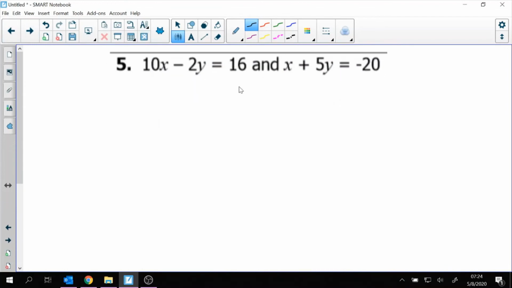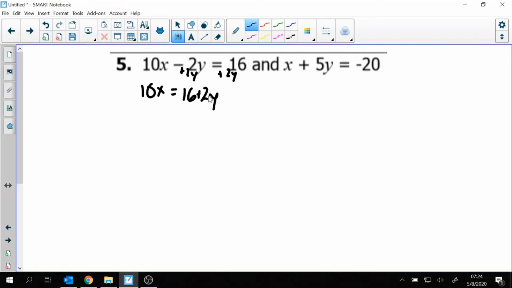So these two, kind of just doing the same thing again. Y by itself is always the goal. Y should be positive as well. You shouldn't have a negative y. So this one I'm going to do a little bit different. If you look at the one on the left, I'm going to move 2y first. So I'm going to have 10x. The opposite of negative 2y is plus 2y to both sides. So 10x equals 16 plus 2y.